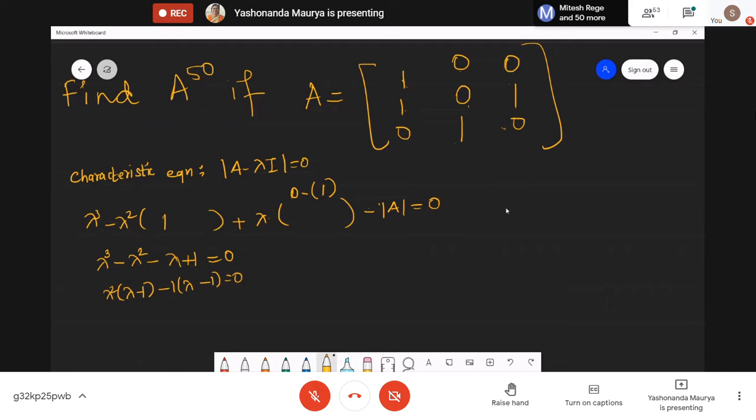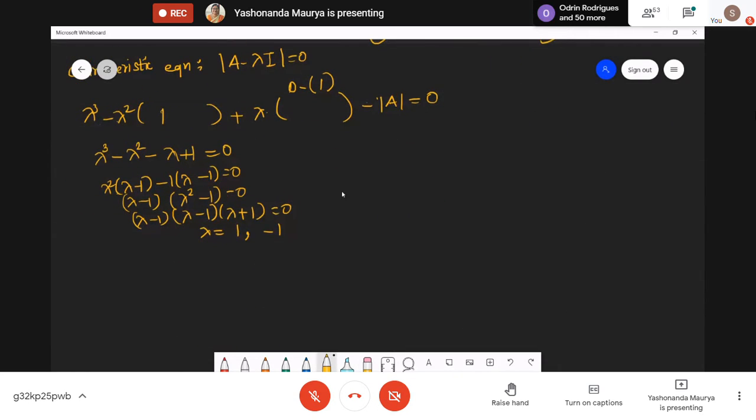Lambda minus 1 into lambda square minus 1 equal to 0, lambda minus 1, lambda minus 1, lambda plus 1. So now check out what are the values of lambda: 1 and minus 1. And which value has repeated over here? 1 or minus 1? Which value is repeated? 1 has repeated. So I'll write it here: 1, 1 and minus 1.